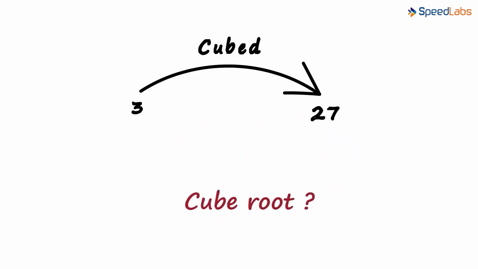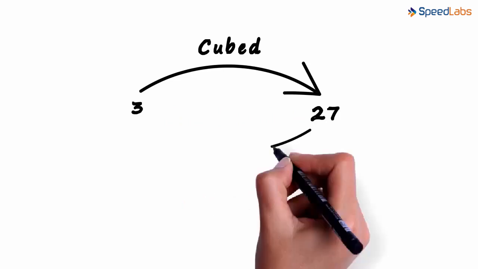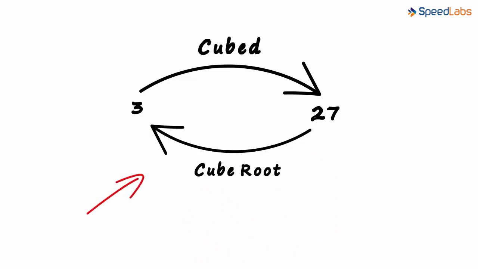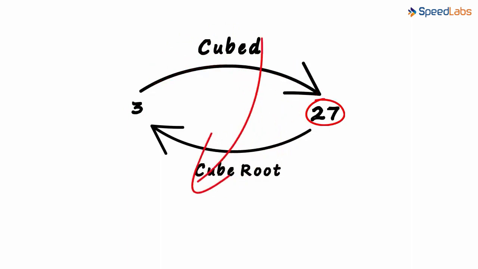So what is a cube root? Well, the cube root of 27 is 3. That's all. This is the most important concept of cube roots. The rest of the video will just focus on how cube roots are denoted and its application. So remember, 3 cubed is 27 and cube root of 27 is 3.